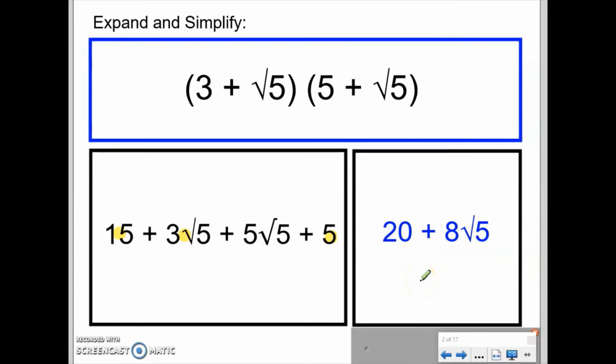I could have written it as 8 root 5 plus 20. It would mean exactly the same thing, but I prefer, for a bit of consistency, just to present my answer like this.